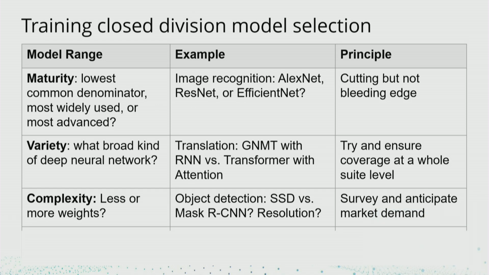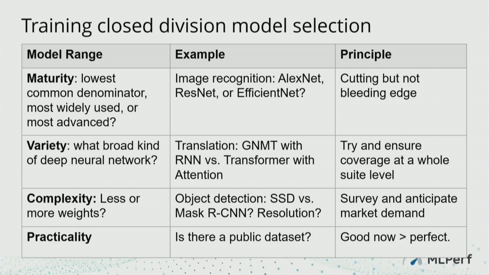The last is complexity. How big do we make the model? Fewer or more weights? For object detection, do we use SSD or Mask RCNN? What resolution do we work at? And here we're really starting to try and narrow down and give the market what it wants. So we talk to people and we try and anticipate where the market is going. And the last is practicality. We really can't do it if there's not a public data set. And here we just go with the principle that good now is better than perfect later.